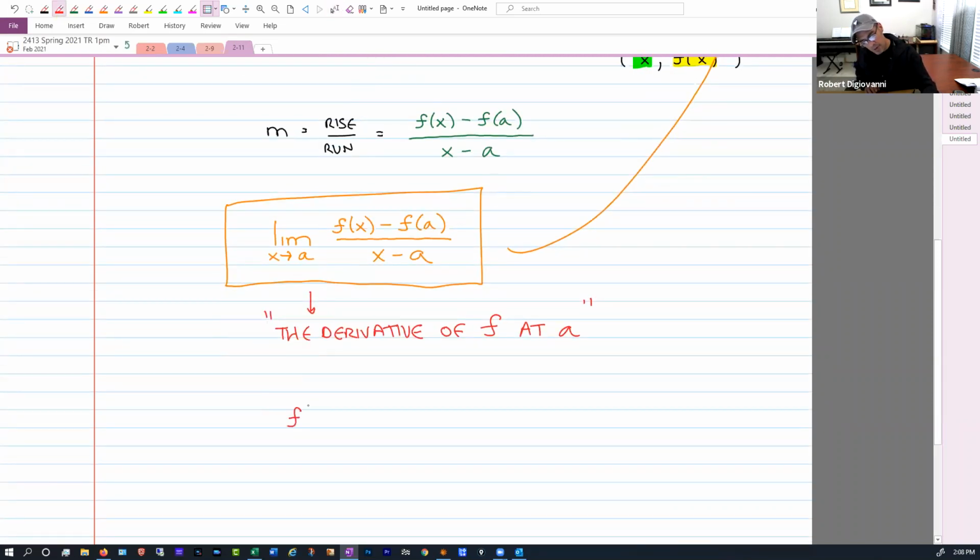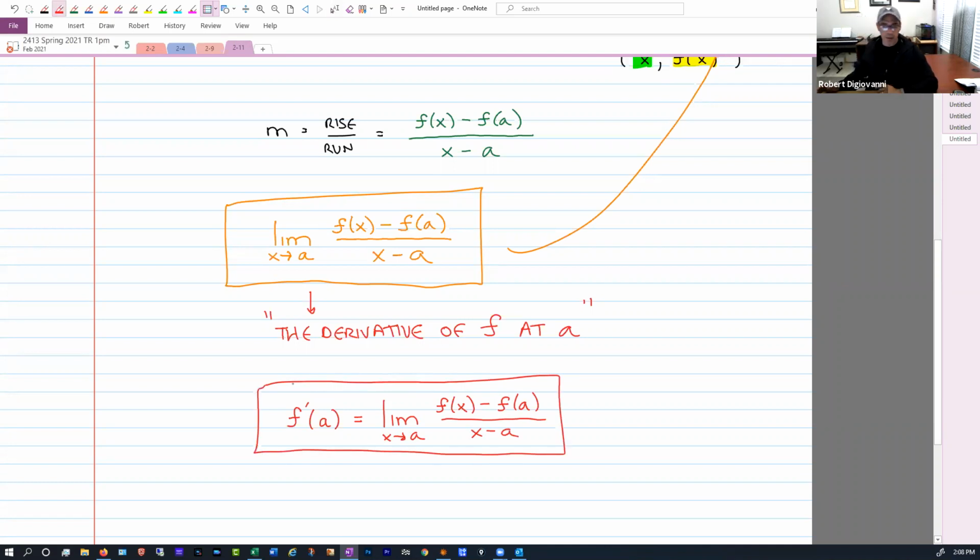F with a little, what do they call that, like an apostrophe? Prime. We write F prime and then we put A. So that is notation for this. That really just means take the limit as X approaches A of f of X minus f of A over X minus A. The sooner you memorize that, the happier you're going to be.